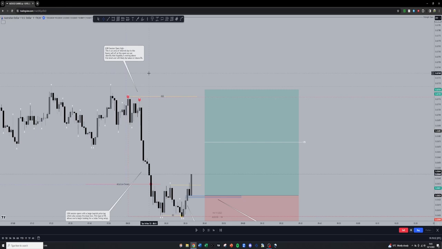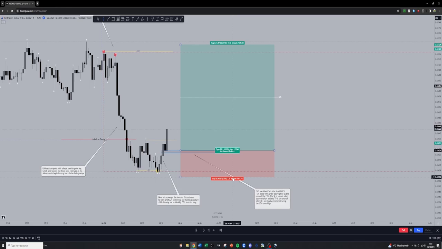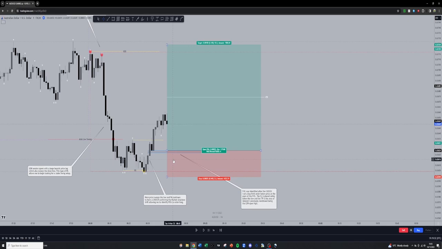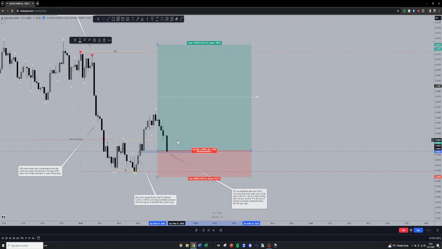So we've had our sweep of the low, we've had our change of character, we've identified our fair value gap for the entry, and we've placed our buy limit order. So now we wait for price to come back into the level. If it does, which we see there, so price tags us in here, and now we can let it play out.